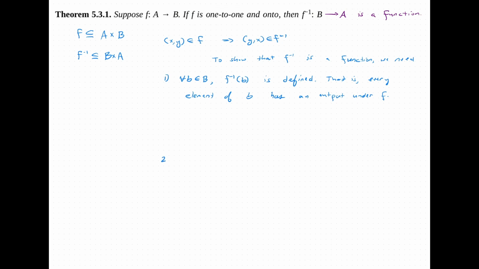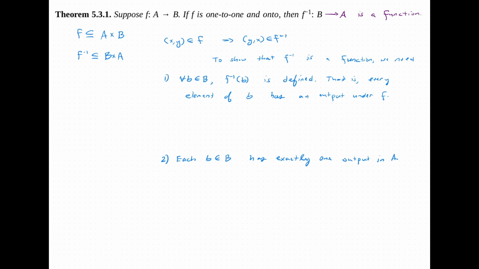The second thing, and I'm going to scroll down to the bottom, is that we need to show that each input has exactly one output. Each b in B has exactly one output in A. So let's go through the scratch work for how we would prove this.